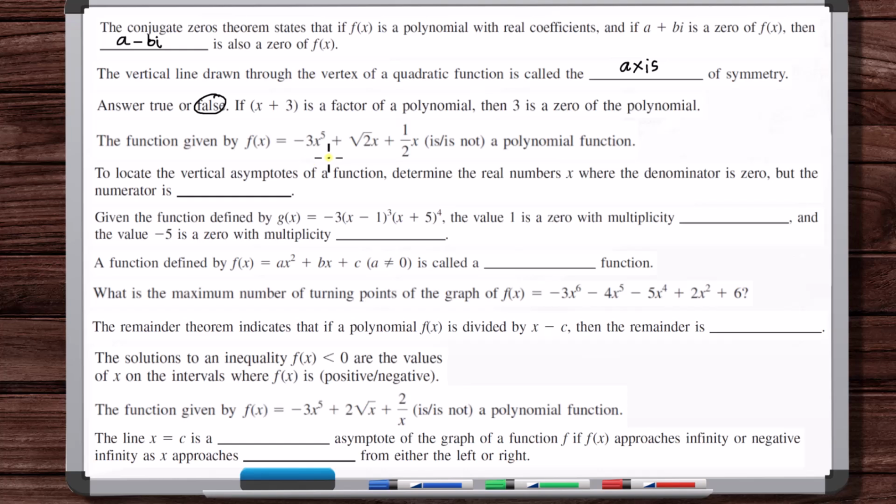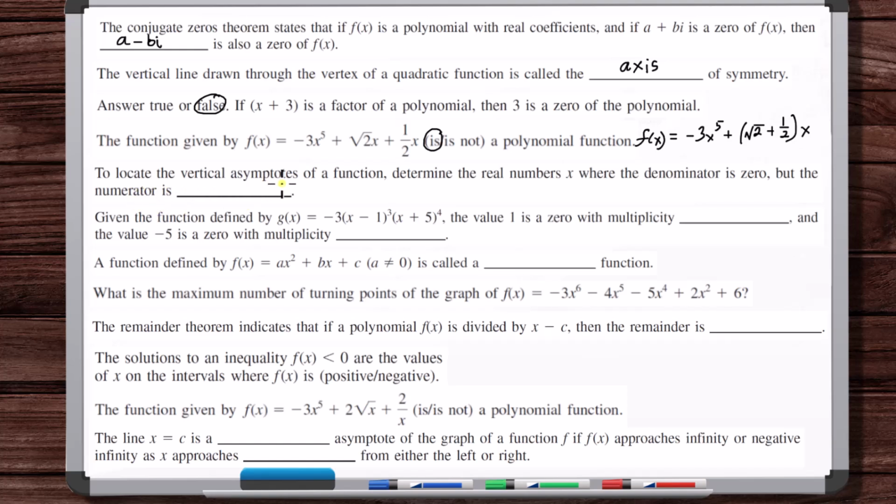The function given by f of x is equal to this here. Is this a polynomial function? Yes. You can write this as minus 3x to the 5th plus 1/2 plus root 2. Like, we could write it this way: f of x is equal to minus 3x to the 5th plus root 2 plus 1/2 x, right? That's a polynomial. They're trying to confuse us with the square root. That's just a part of the coefficient. The coefficients can be any real number in a polynomial, even irrational.